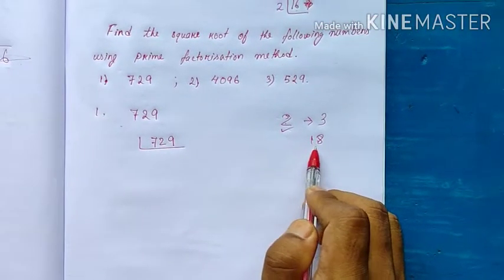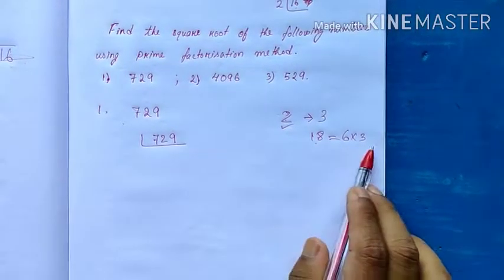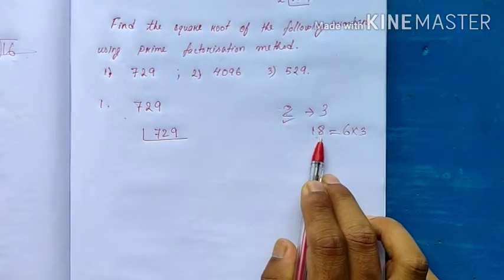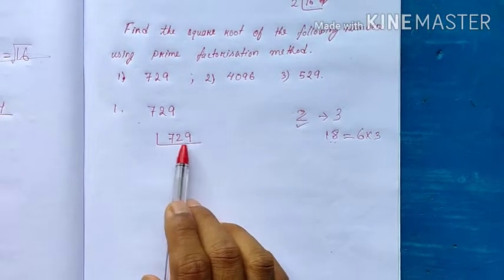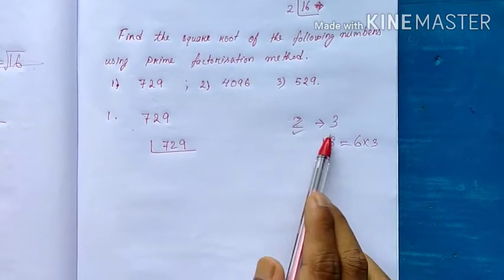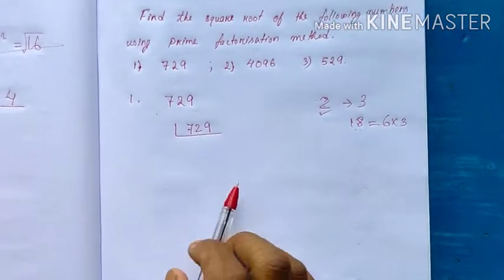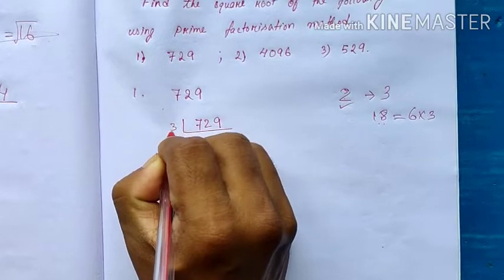Obviously this 18 is divisible by 3, because 18 is equal to 6 into 3. So when I add all these digits, and if the sum of the digits is divisible by 3, then this number 729 is also divisible by 3. So what will I write here? I will write 3 here.